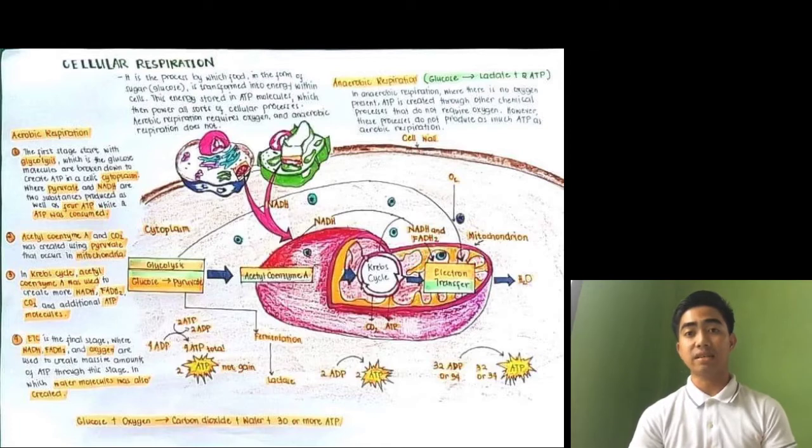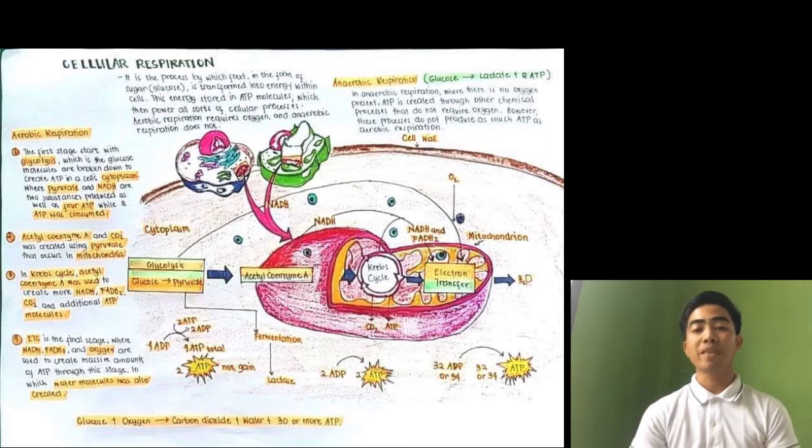And the next stage is the Krebs cycle. The acetyl coenzyme A was used to create more NADH, FADH2, CO2, and additional ATP molecules. While the final stage is the ETC, where NADH, FADH2 and oxygen are used to create a massive amount of ATP, in which water molecules are also created in this process. So those were the topics that we were going to tackle individually that cover cellular respiration.